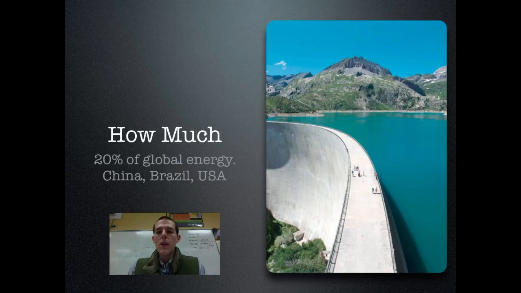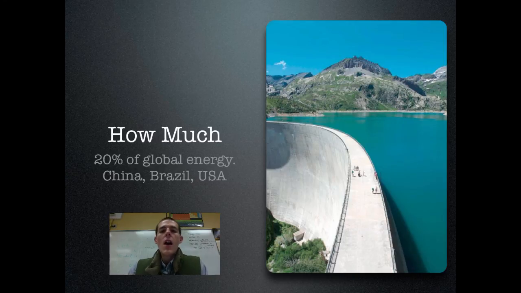If we talk about around the world, who does the most of it, on the whole, it's about 20% of global energy generation. So by and large, hydroelectric energy is the most common form of renewable energy generation around the world. China is the world leader, followed by Brazil, followed by the US. So those are the places that are doing it presently.